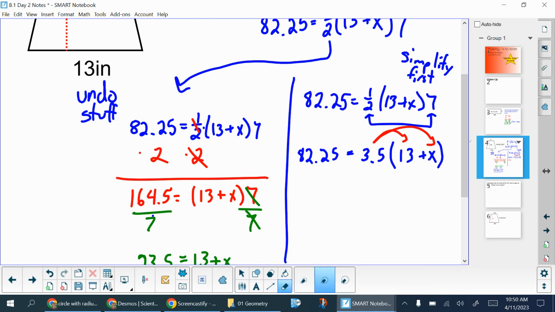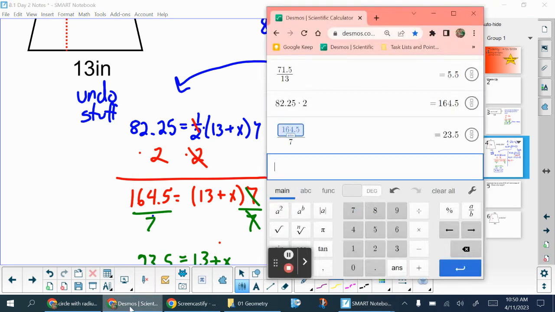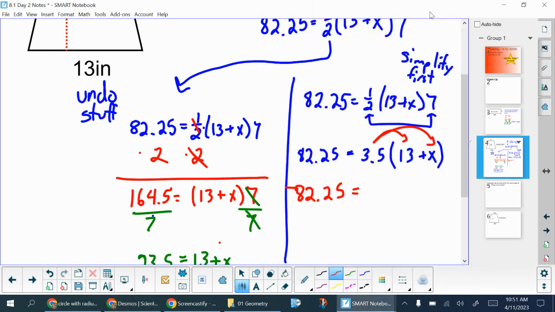Oops, should write the right number down there. 82.25. I don't know what 13 times 3.5 is, so we'll go ahead and do that. We get 45.5. So I'm distributing that. Now we're back to a 2-step problem like you would have seen at the beginning of Algebra 1. So I'm going to subtract 45.5 from both sides.